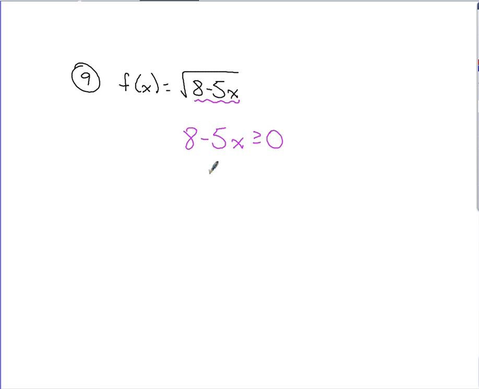You solve that. Subtract my 8 over. Divide through by the negative. Remember, you've got to flip the symbol when you're dividing by the negative. So x is less than or equal to 8/5. If x is going to be less than or equal to 8/5, and we're talking about a domain here, well, everything to the left of 8/5 would be less than, so it's negative infinity up to 8/5, and 8/5 would be included because it's less than or equal to. And there's your domain. Take any value on that interval, plug it into this function, and you get a real answer back. That's what that means.